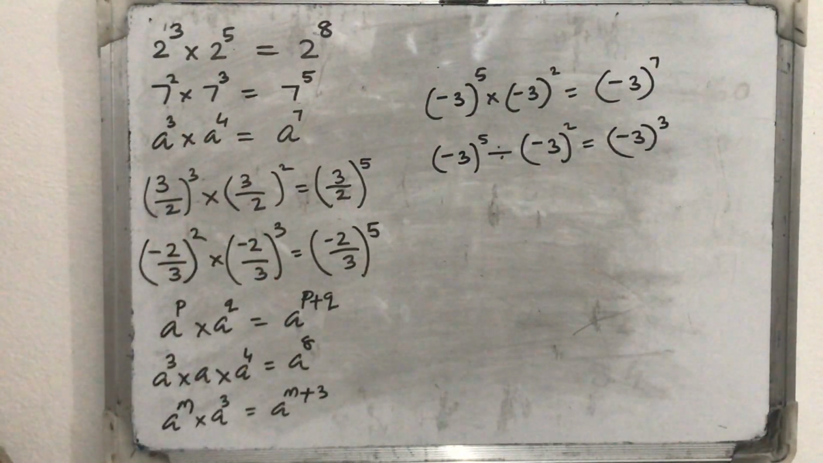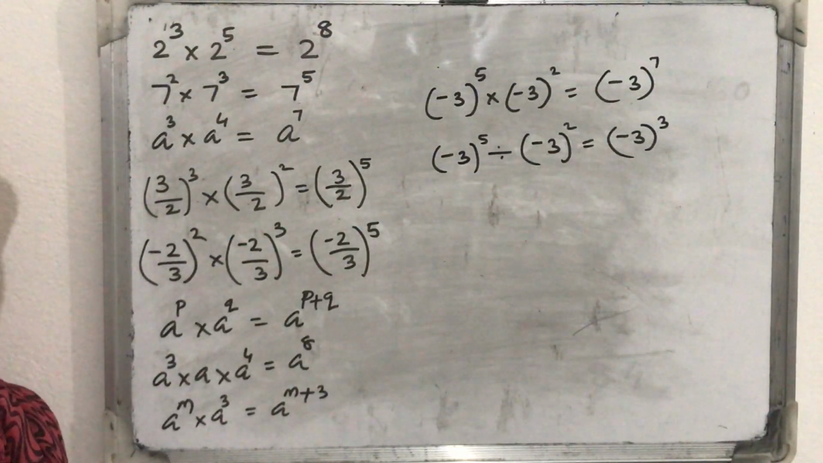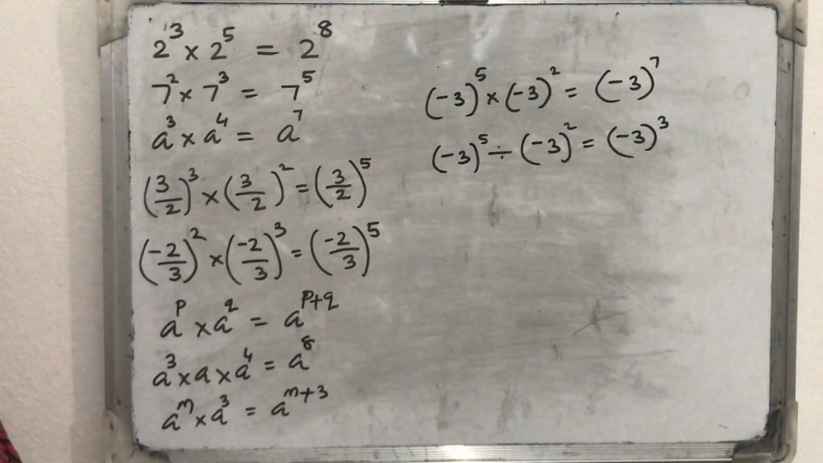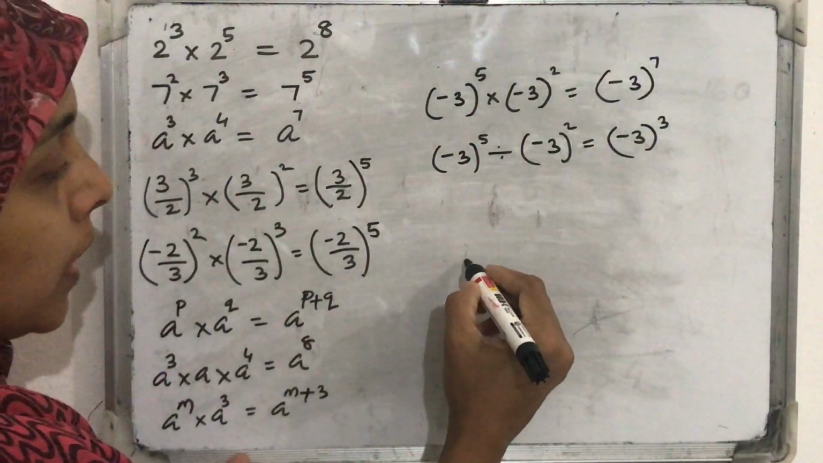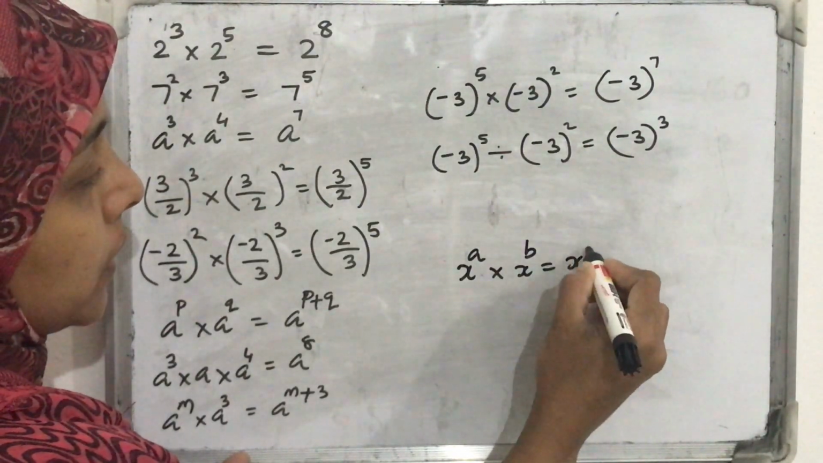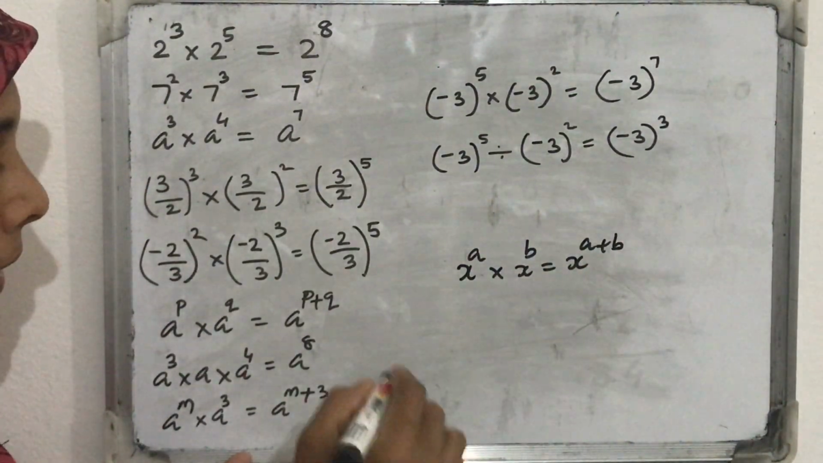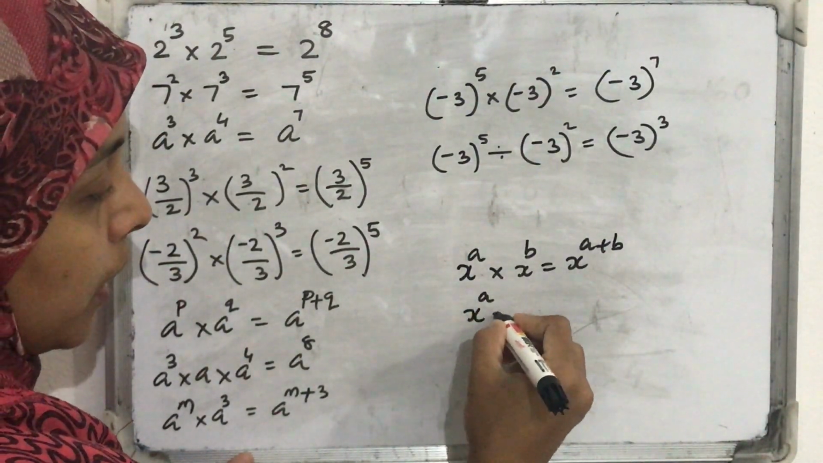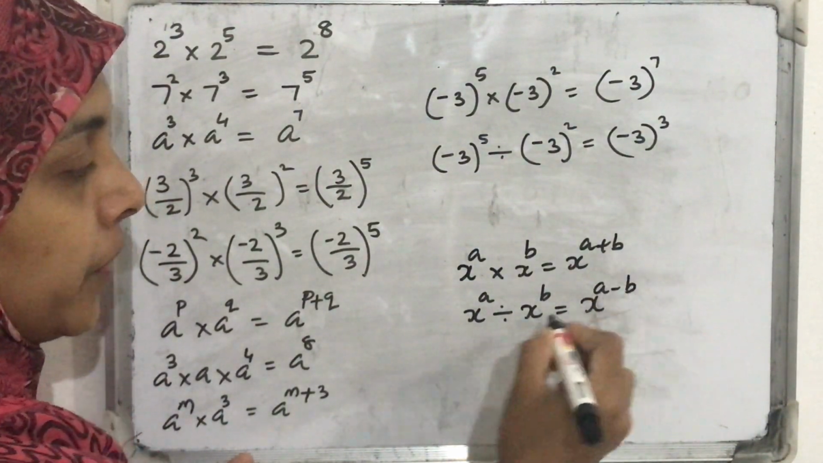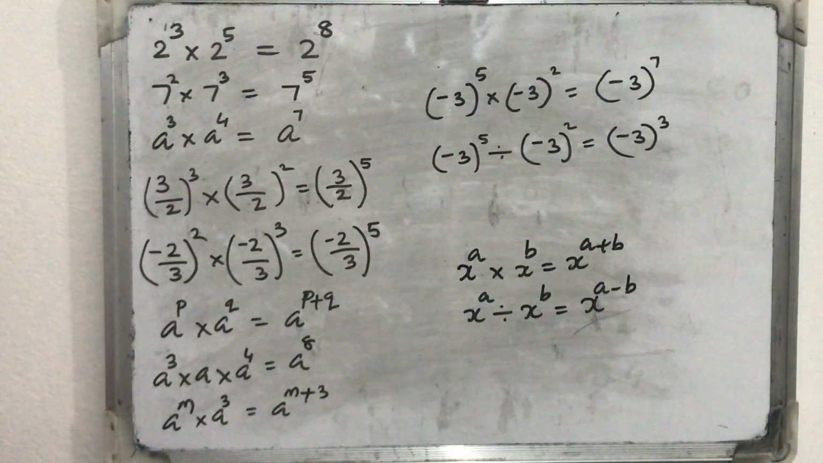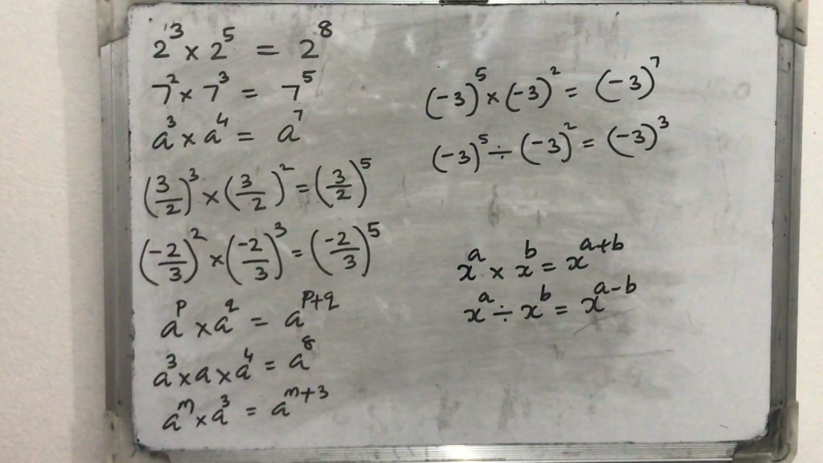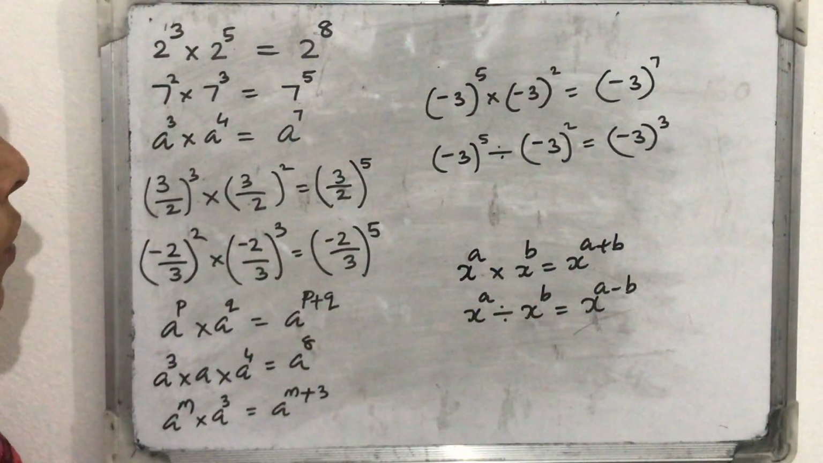Last class I gave some homework related to the laws of exponents. First, the laws of exponents we discussed. What is that? If x is any rational number, x raised to a into x raised to b equals x raised to a plus b. Then the second one, x raised to a divided by x raised to b equals x raised to a minus b. These two laws we discussed last class, for any rational number x, and if a and b are any whole numbers, then these two laws follow.